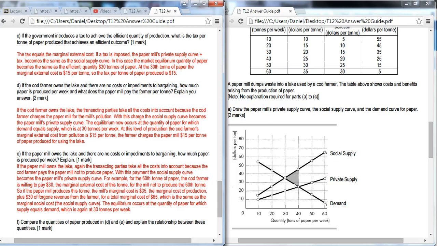They're not going to pay the farmers at quantities above 30, because the amount that they're going to have to pay the farmers to get them to accept is going to be more than they can receive in the price. So they're not going to do that.